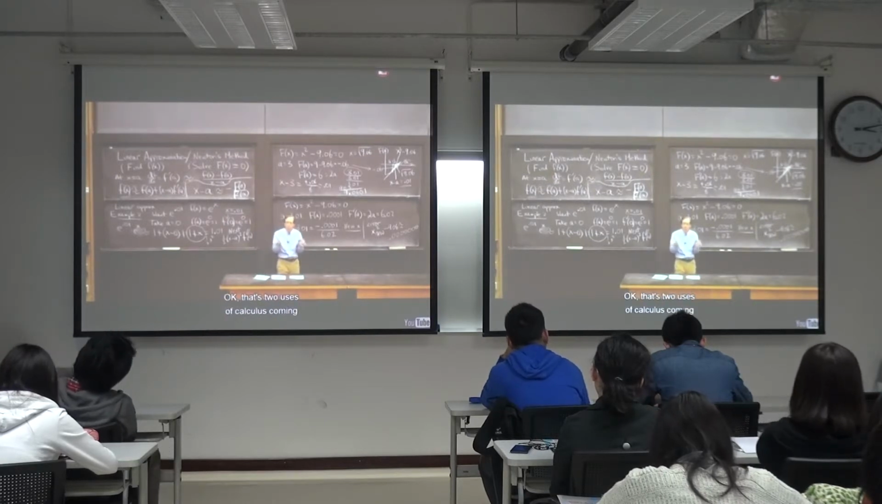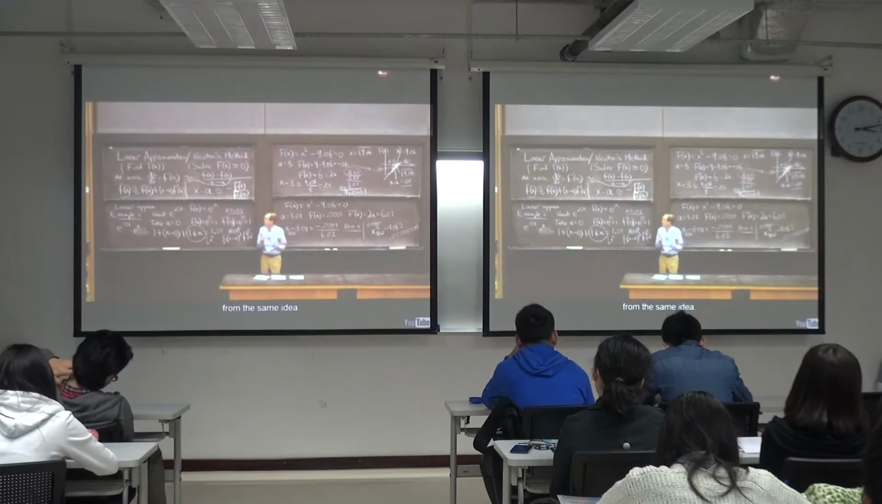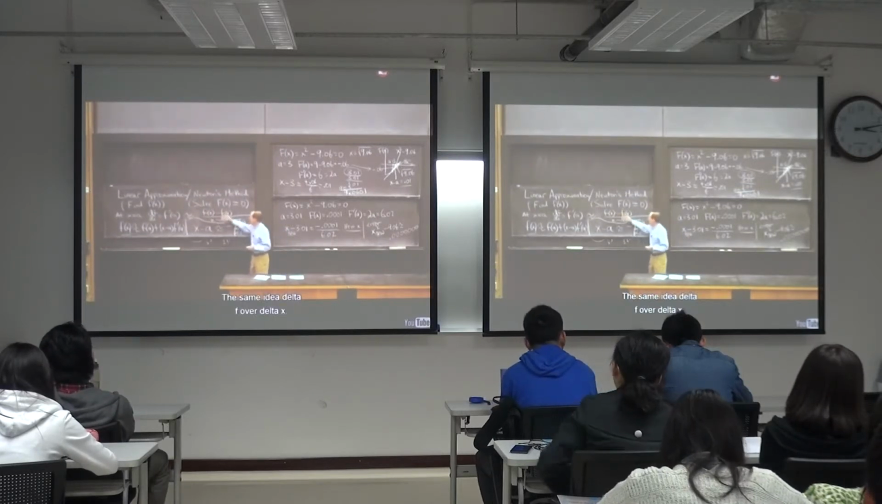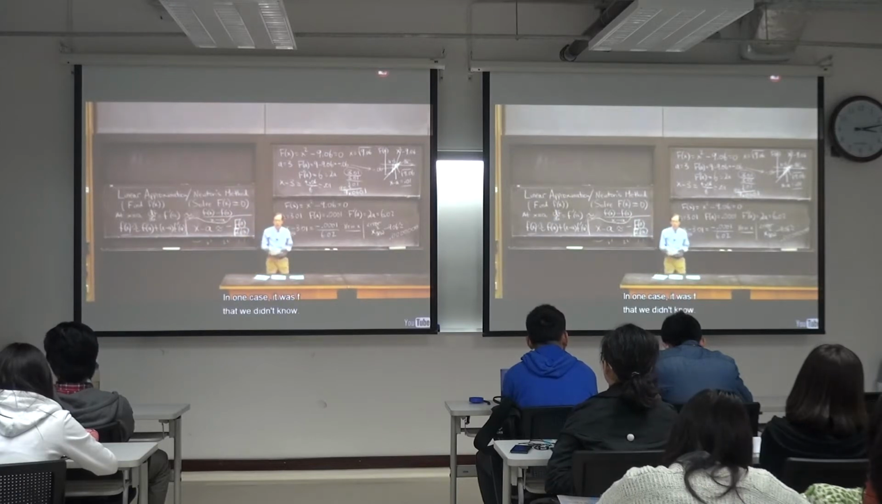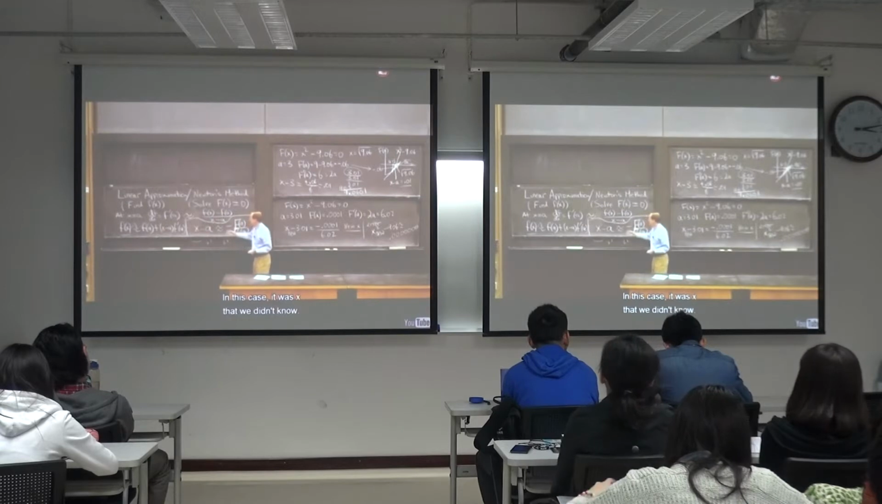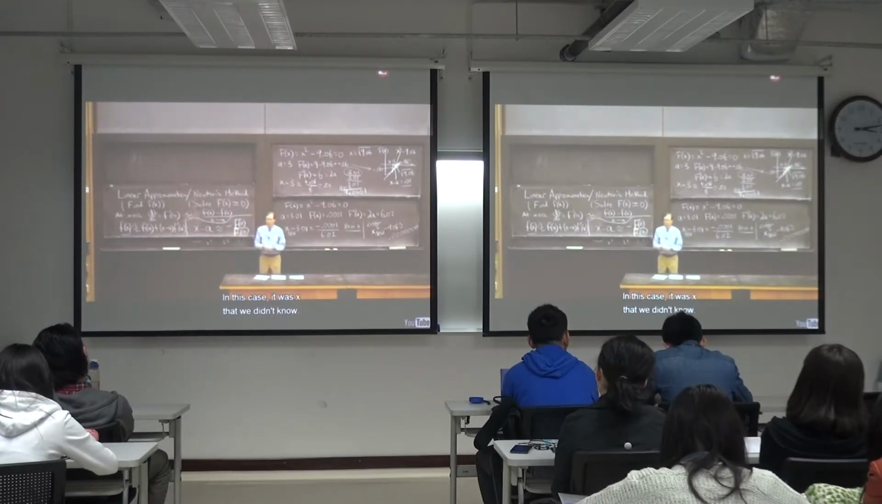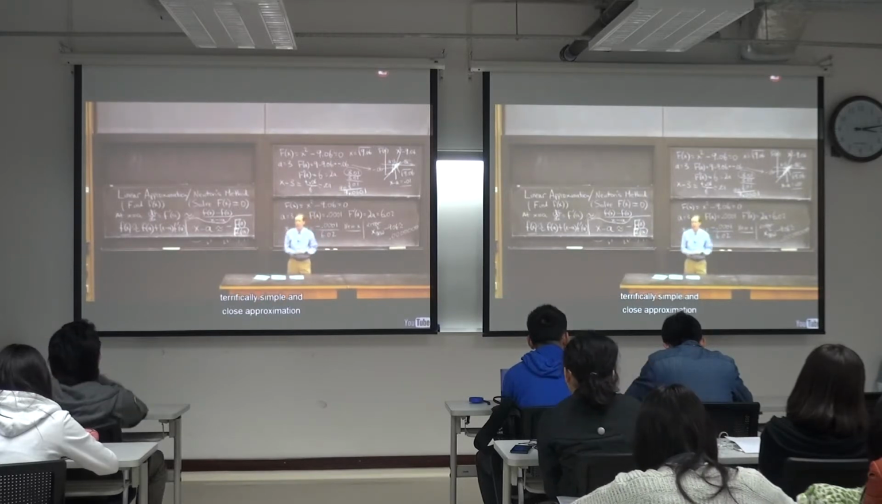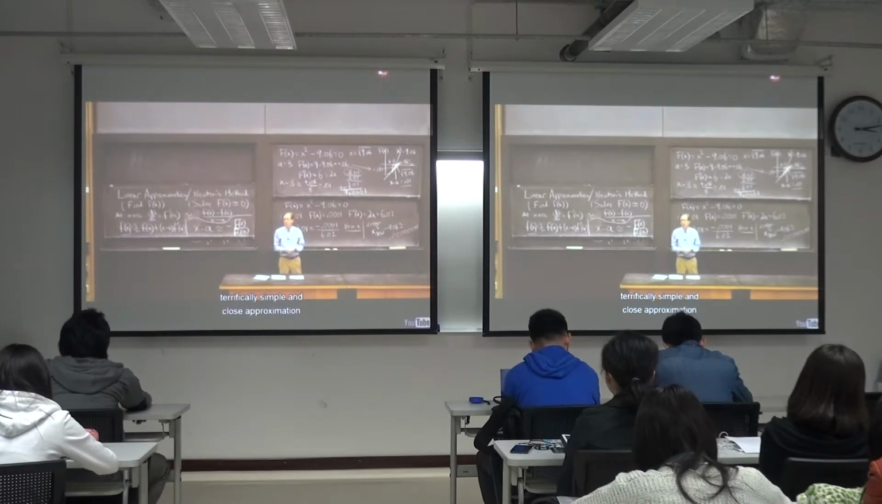Okay, that's two uses of calculus coming from the same idea. The same idea, delta f over delta x. In one case, it was f that we didn't know. In this case, it was x that we didn't know. In both cases, that formula gives a terrific and a terrifically simple and close approximation to the exact answer.